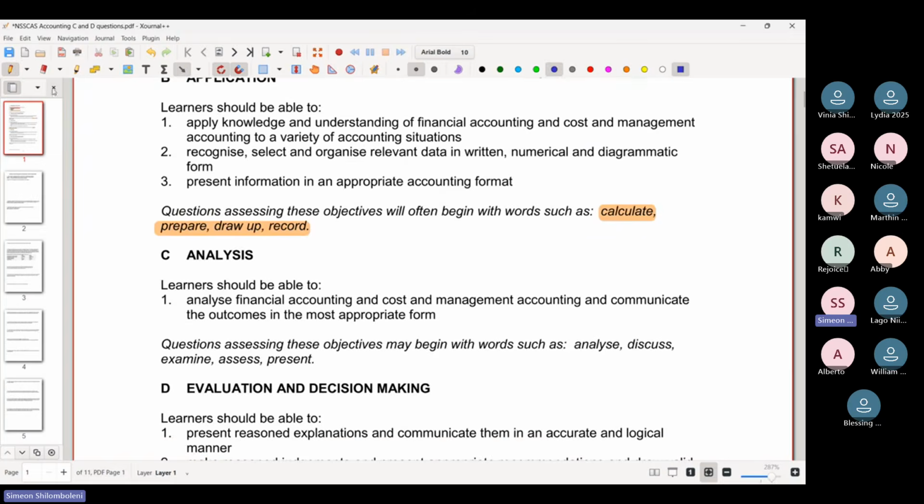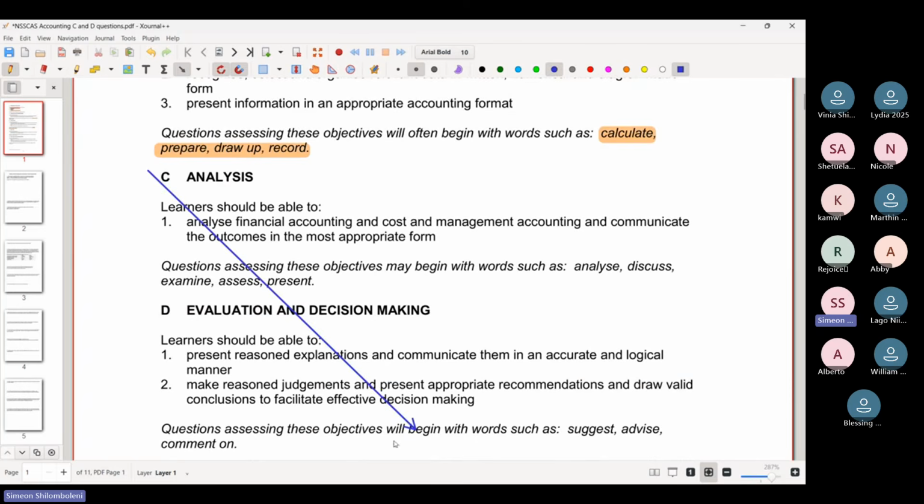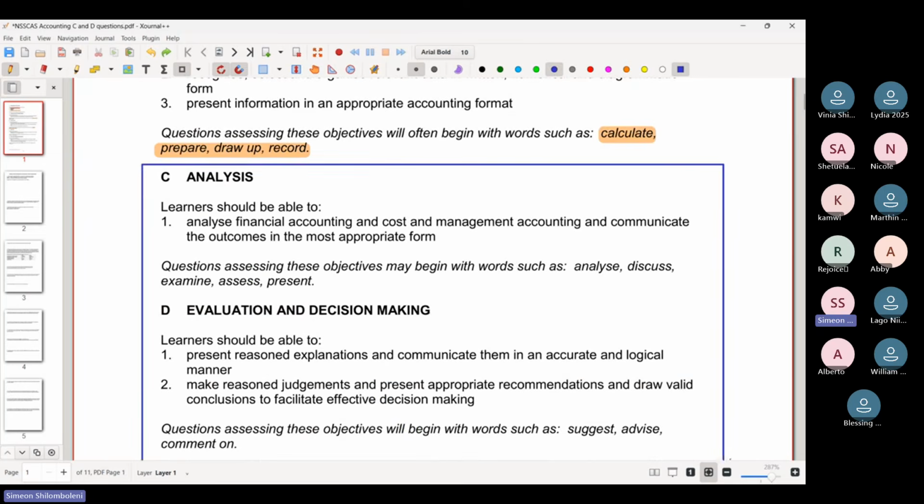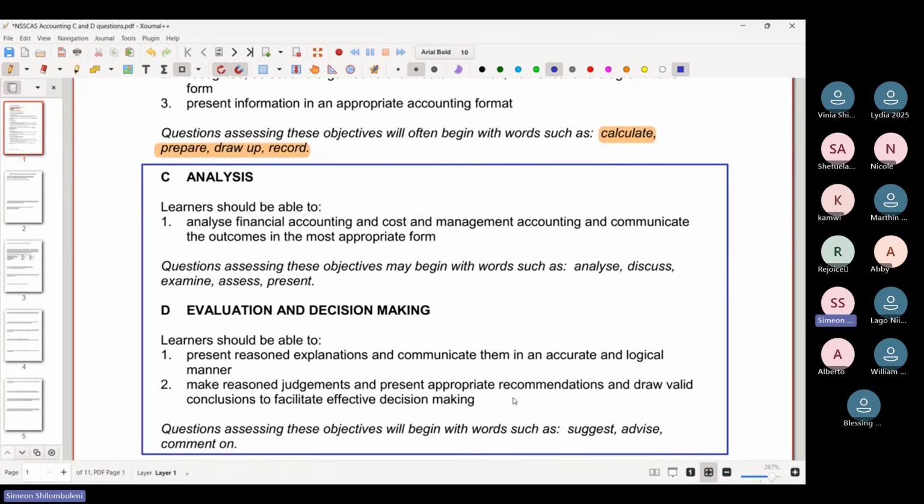Now today, we are going to do analysis and decision making. We are going to do now the analysis and decision making. What is the difference between the analysis and decision making? Now, with analysis, you are just going to analyze something. Analyze something is where you have a situation.